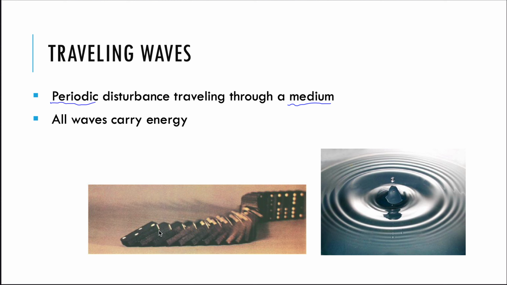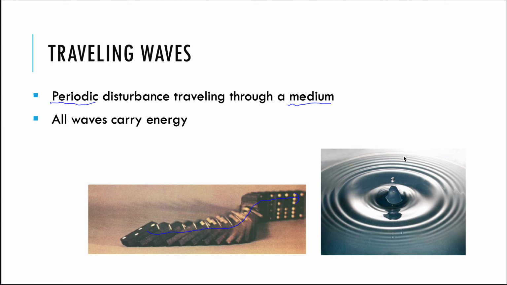Let's consider the dominoes here. They're falling down. As they're falling down, you can see a pulse that is moving through the dominoes. So it's just a pulse because it's not periodic, right? They're just falling once. So you see that pulse or that disturbance traveling through the medium. The medium is the dominoes. The dominoes themselves are just moving downward, right? This domino is not moving all the way over here. The wave is moving through the dominoes, but the dominoes themselves are just moving downward.